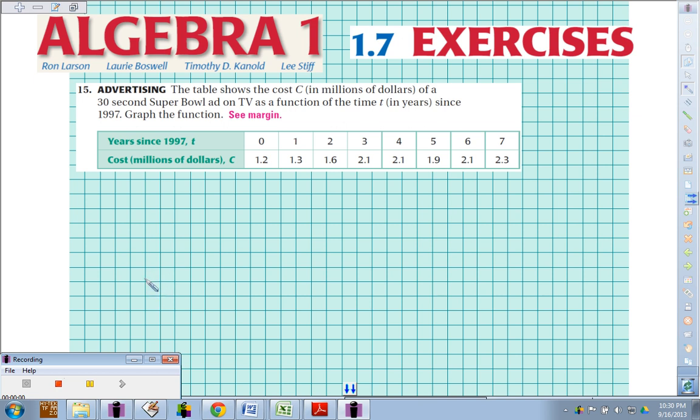Okay, in number 15, we're dealing with an advertising situation. The table shows the cost in millions of dollars of a 30-second Super Bowl ad on TV as a function of the time in years since 1997. So what does that mean?